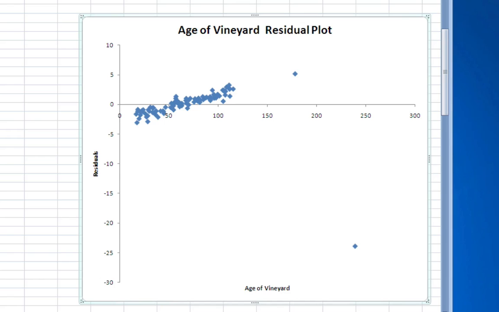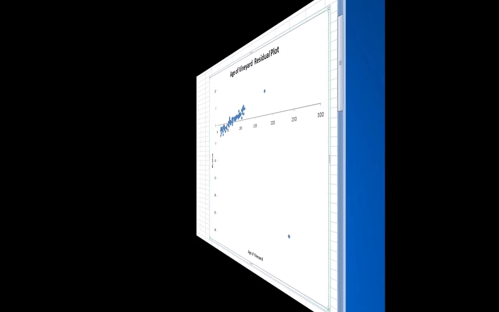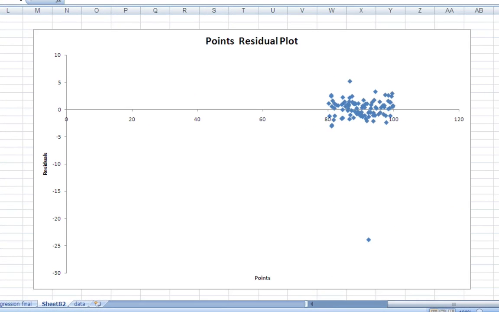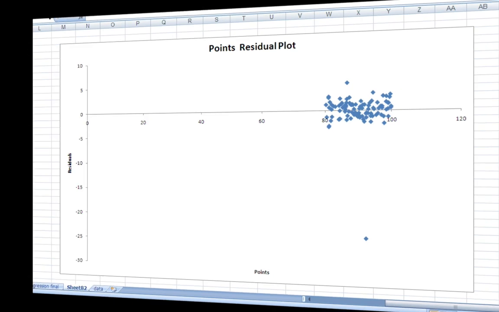We could perhaps transform the age of the vineyard, we could transform the price, but before we do that, let's have a look at the final residual plot. The final residual plot, the residual plot for the points, looks great. No signs of heteroscedasticity whatsoever, so here we are fairly safe. This leaves the question what to do with the vineyard age.